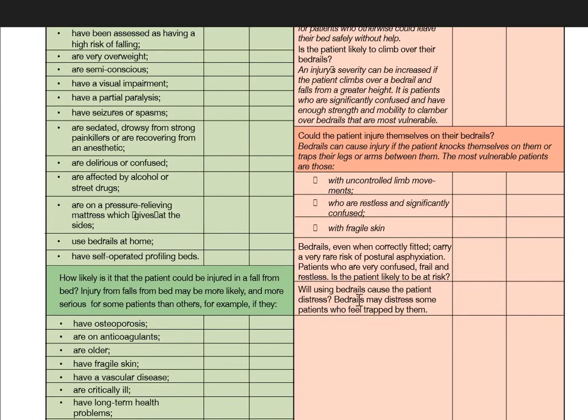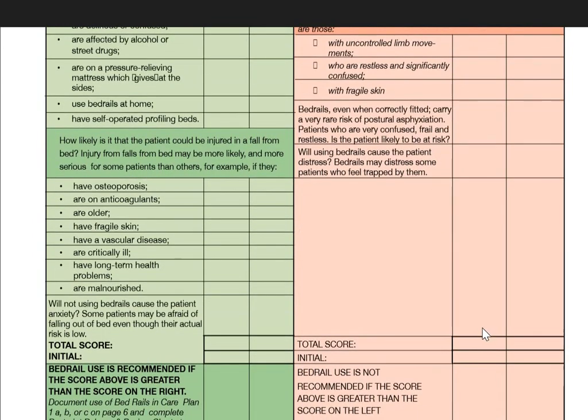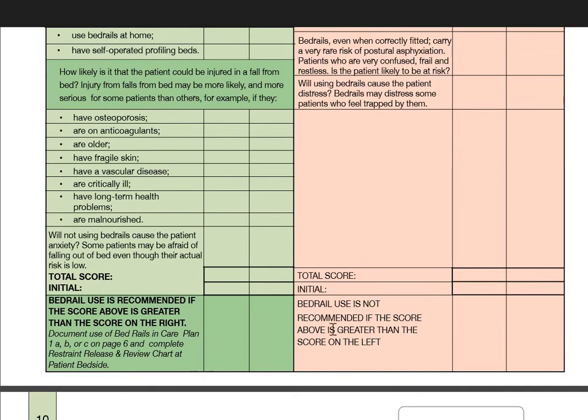And will using bed rails cause the patient distress? Some patients don't like bed rails and may feel distressed or trapped by them. So we can put in a score there, and we get our total score. Bed rail use is not recommended if the score above is greater than the score on the left, okay? So remember that this is just a guide to help you decide whether you are going to use bed rails. Bed rail use is recommended if the score above is greater than the score on the right.